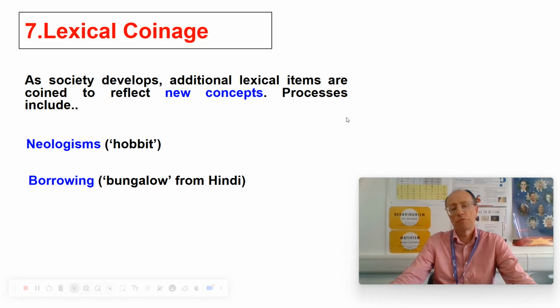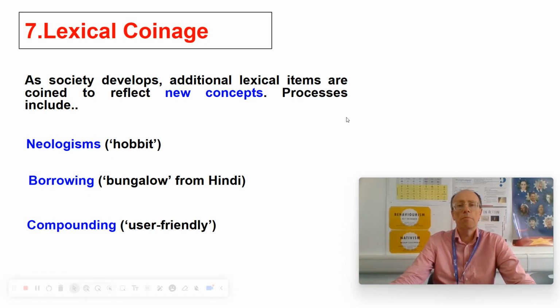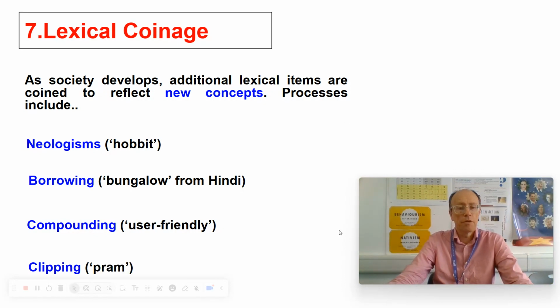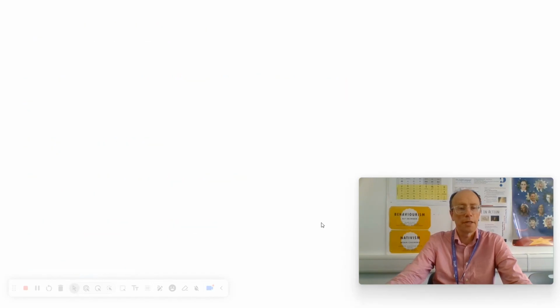Borrowing, for example, bungalow from Hindi. Compounding, where you take two words and you push them together, user-friendly. You've got clipping, where you take an existing word like perambulator and you clip off parts of it, clipping.